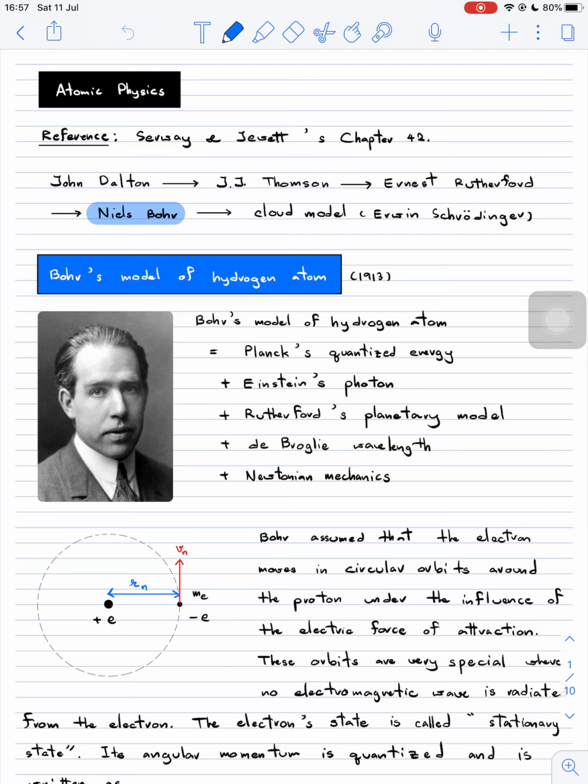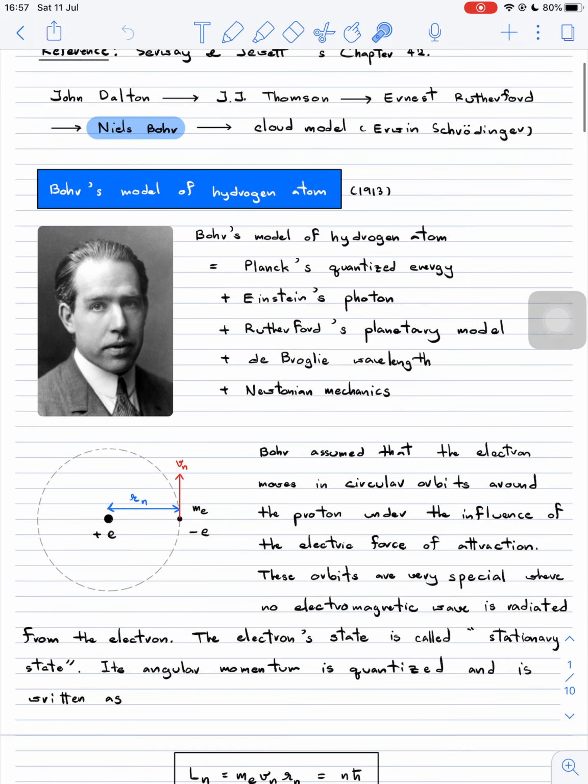Atomic physics. In this chapter, we mainly talk about the models of the hydrogen atom. For the model of the atom, we need to go back to Dalton, and then later on it's going to be Thomson and Rutherford, and then Niels Bohr. So this will be the beginning of quantum mechanics, and later on it will be the cloud model. But in this course, we talk about the model by Niels Bohr.